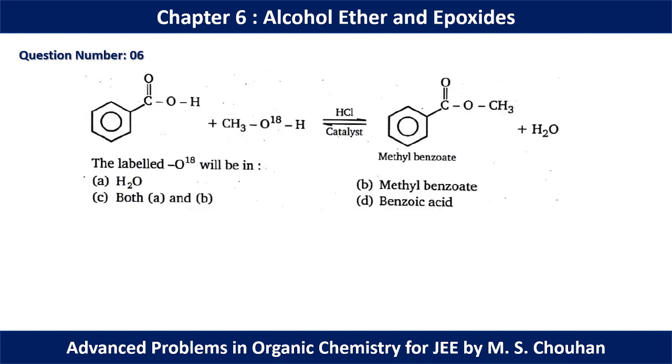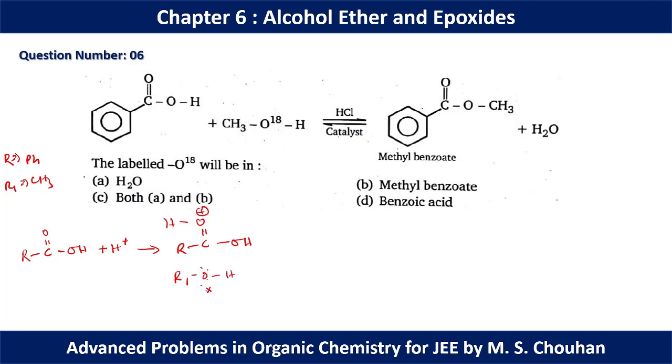In question number 6, it is a case of an esterification reaction. If you see the mechanism, we have a carboxylic acid along with acidic medium. So first of all, we have protonation in this case. Now we have another alcohol, which is R1OH. In this case, we have taken R as phenyl and R1 as methyl. And this oxygen is isotope labeled.